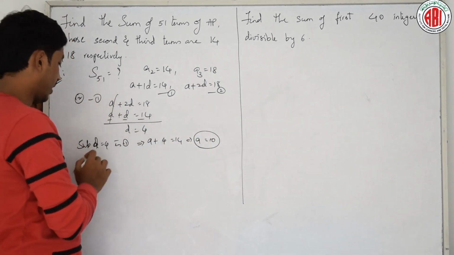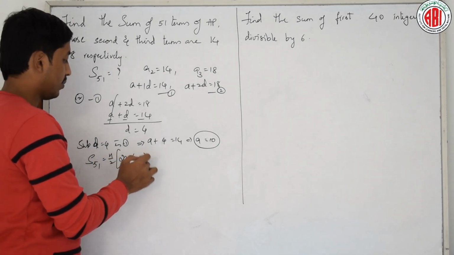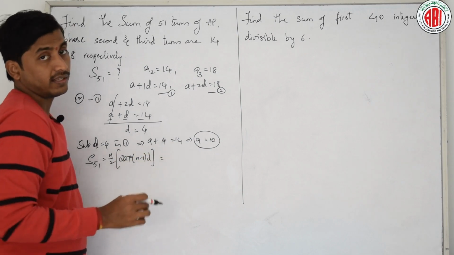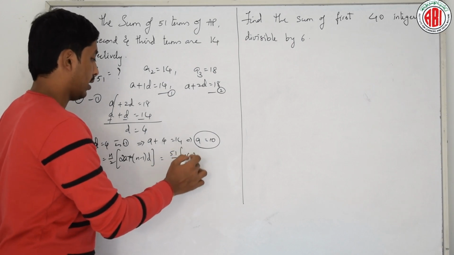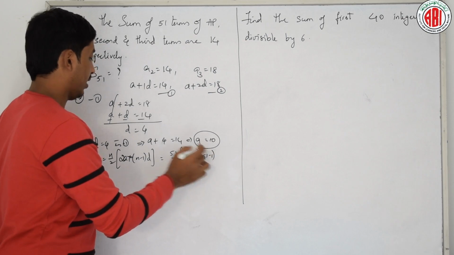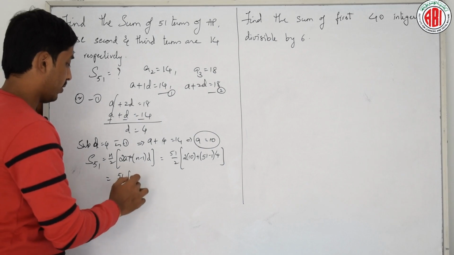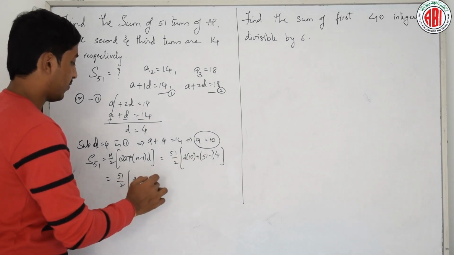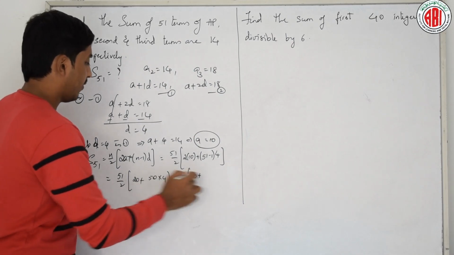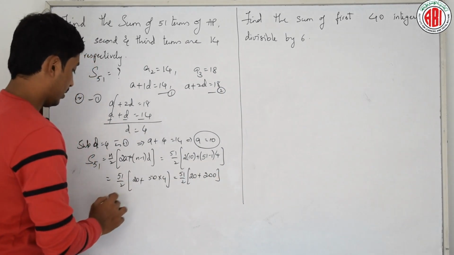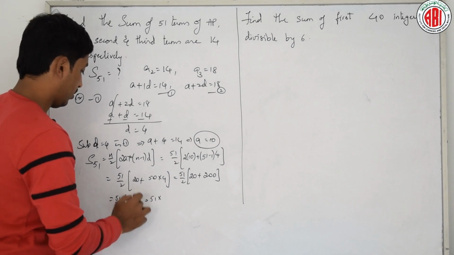What did he ask you to find? S51, that is n by 2 into 2A plus n minus 1 into D. Is it right? What is n? 51. So 51 by 2 into 2 into 10 plus 50 minus 1 into D, which is 4. That is 51 by 2 into 2 tens are 20, 51 minus 1 is 50, into 4. 51 by 2 into 20 plus 200. That is 51 by 2 into 220, that is 51 into 110.